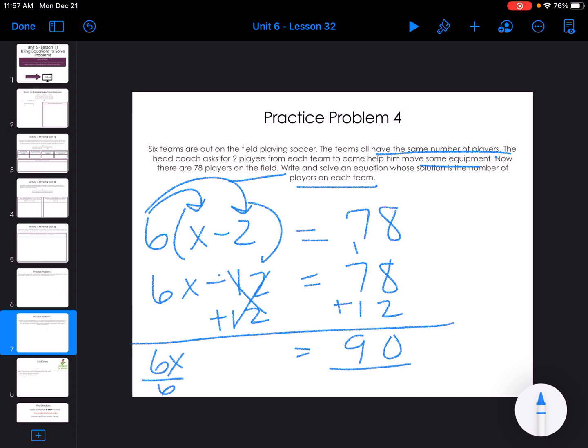Now I want to find for just one team because they want to know how many players were on each team. So 90 divided by 6, I think it's going to be 15. Yep. X equals 15 players. Chloe would know if this is a normal number of players for a soccer team.